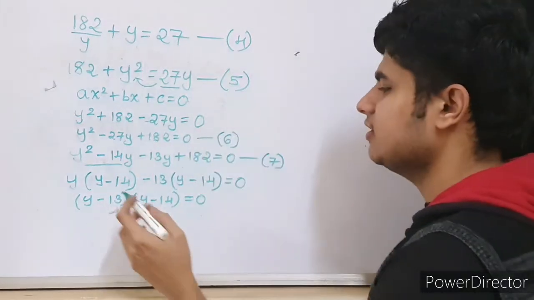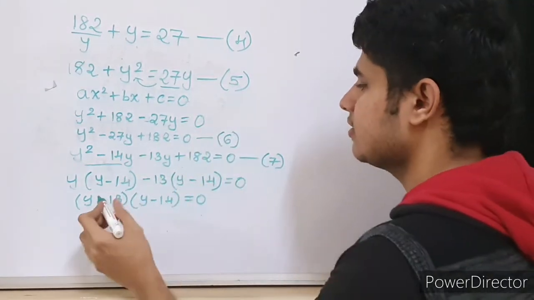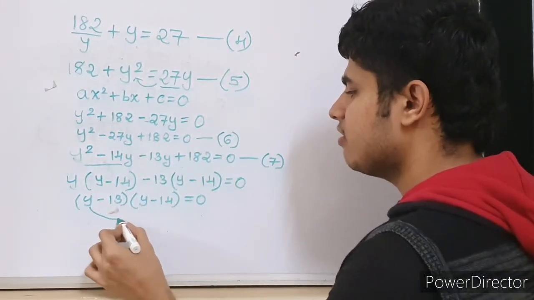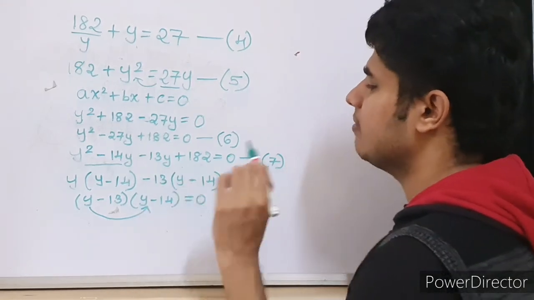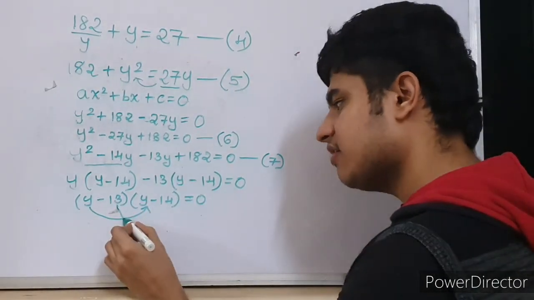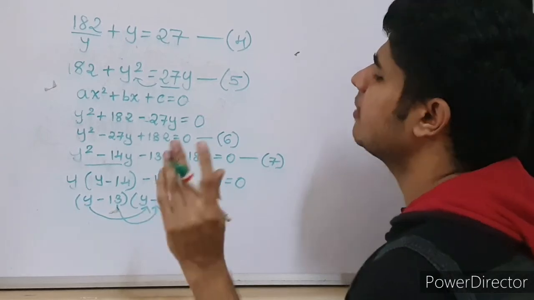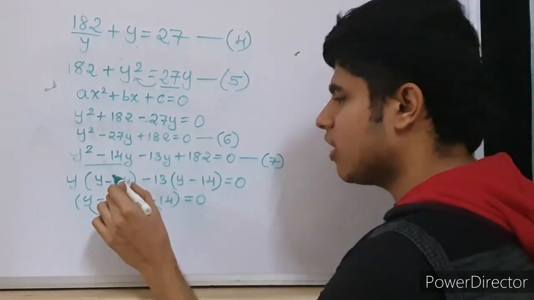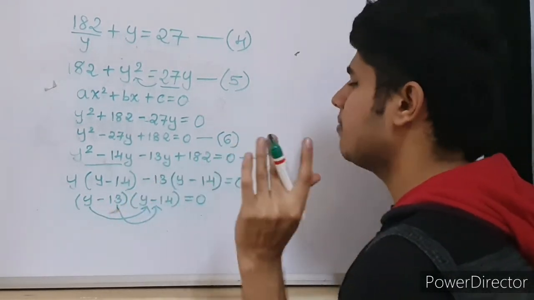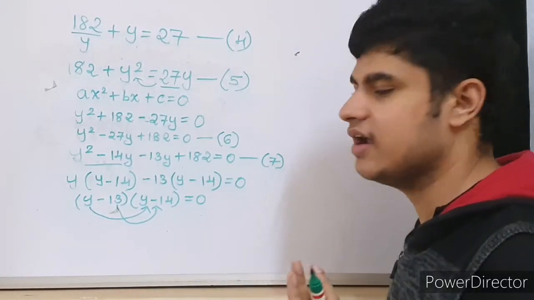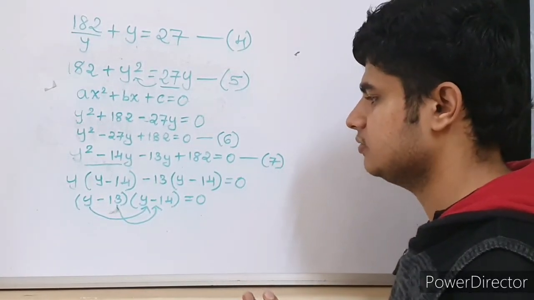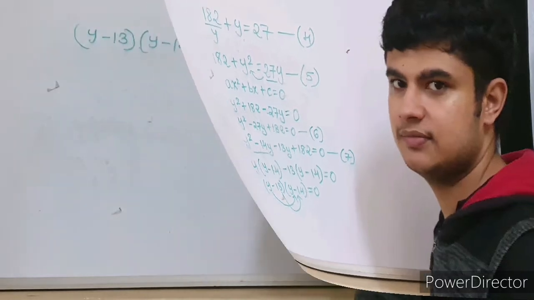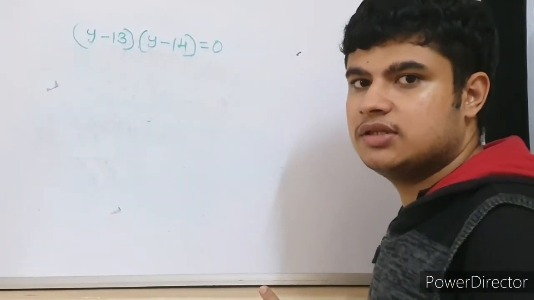Basically what I have done is just put in brackets. When I multiply it, I will multiply y by the whole term y minus 14, and 13 I will multiply again by the whole term y minus 14. So y into y minus 14 minus 13 into y minus 14. This is what I have done. I hope I am clear till here. Now finally this is the expression I have got.